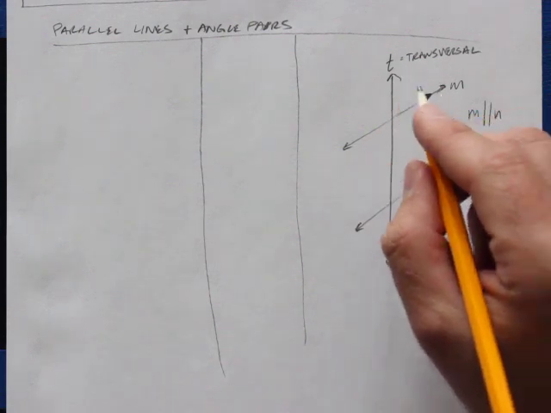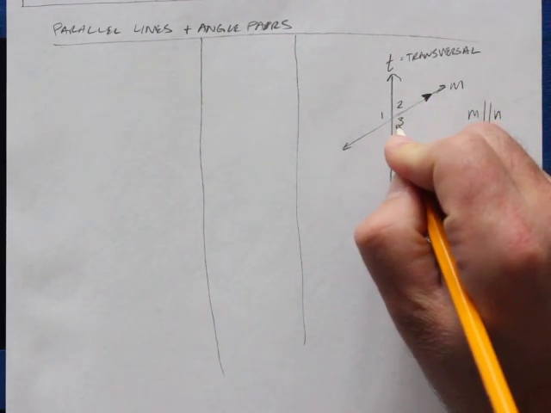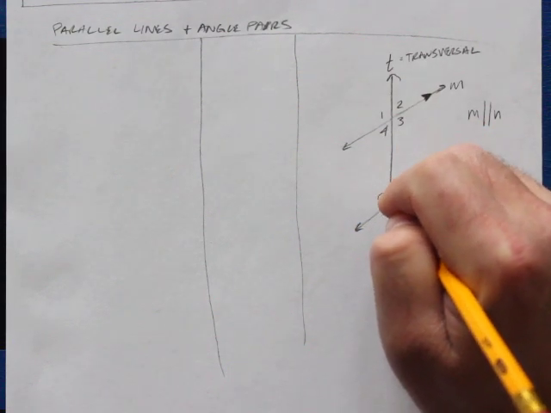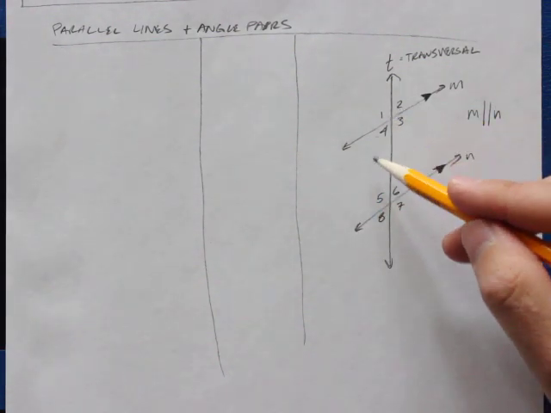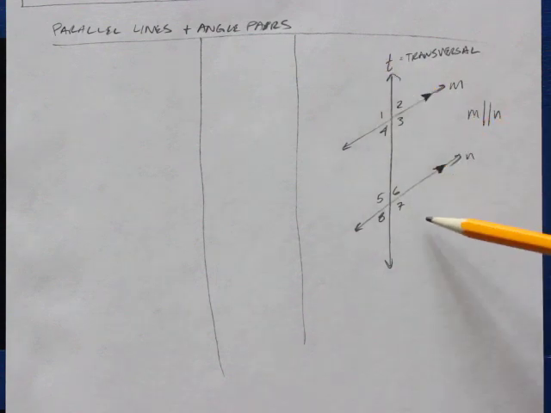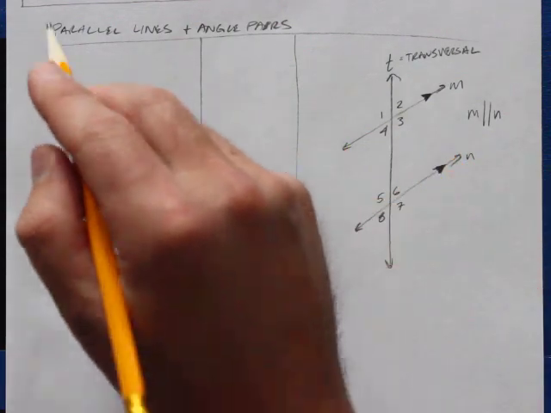And then here we have angle 1, angle 2, below 2 is 3, to the left of 3 is 4. Down here we've got 5 and then 6, underneath 6 is 7, and then we've got 8 there. So again, this is interior here, this is exterior here, just like before. But we're going to talk about some relationships here between these angle pairs.